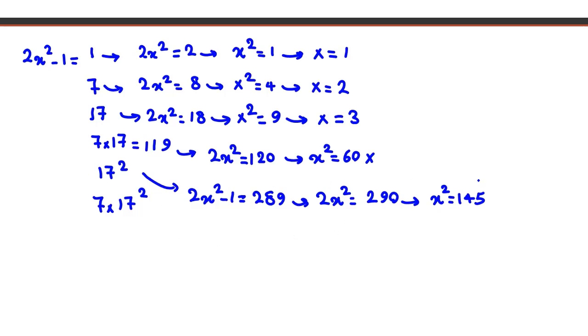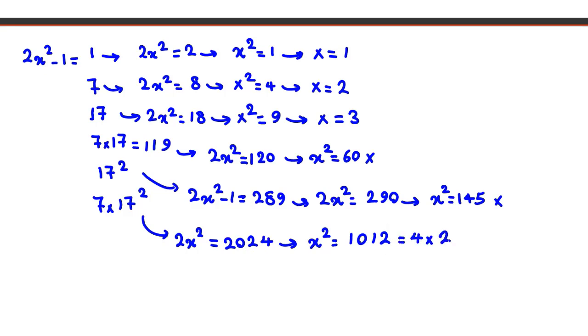So we've considered that, and it's not possible because 145 is not a perfect square. The last one, 2x squared plus 1. 7 times 17 squared is 2023, so you say, okay, it's 2024. If you divide by 2, x squared is 1012. Okay, so you should check whether it is a perfect square or not. It's a multiple of 4, so 4 times 253. 4 is a perfect square, 253 is not a perfect square, so it's not possible.